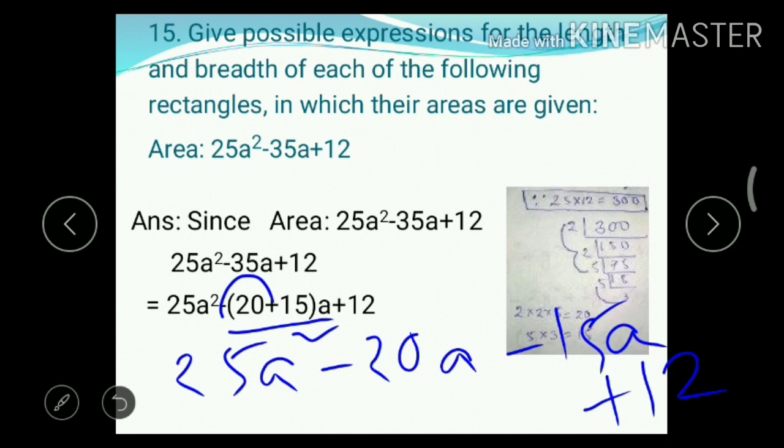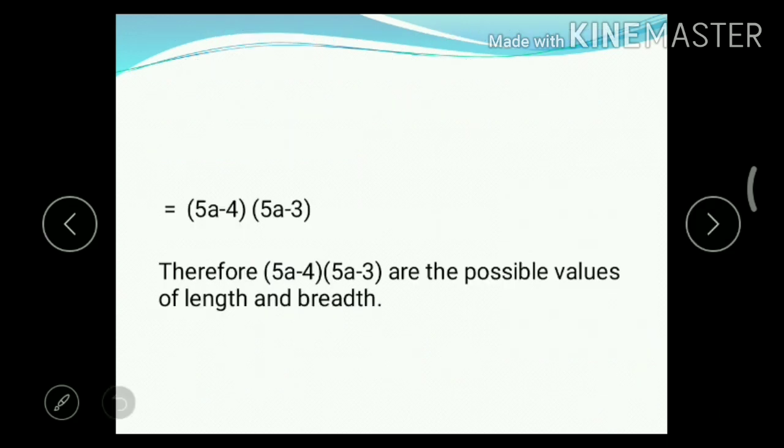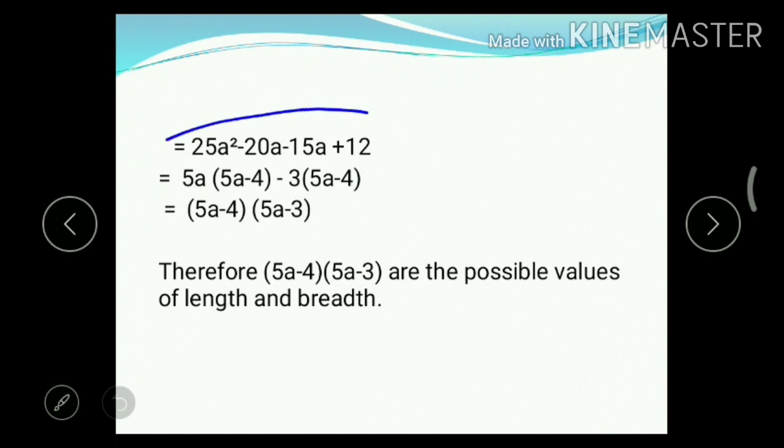That is what we have written here. You can see we just have removed the bracket. Then from the first two terms you have to take something as common if it is possible. Here you can see 5a is common in both, so 5a we have taken out from these two terms. So inside of the bracket it will remain 5a minus 4. Then only we will get 5a into 5a, 25a square, and 5a into 4, 20a.